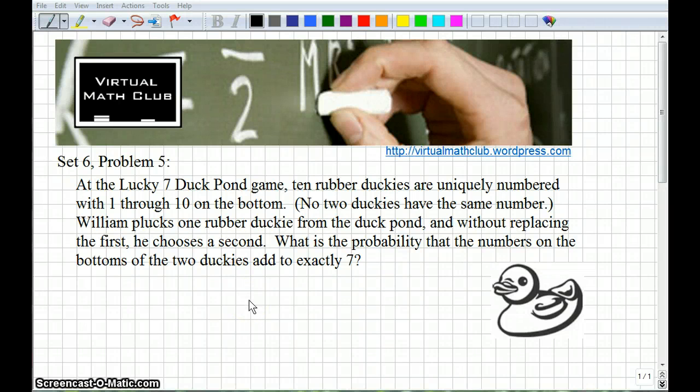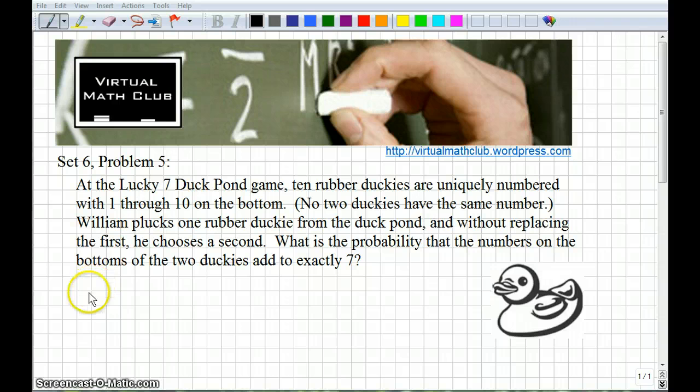All right, problem number 5. We have William, and he's at the Lucky 7 Duck Pond game. At this game, we've got 10 rubber duckies that are uniquely numbered 1 through 10 on the bottom. He chooses one duck, and then without replacing the first, he chooses a second. We're asked, what is the probability that the numbers on the bottoms of the two ducks add to exactly 7?